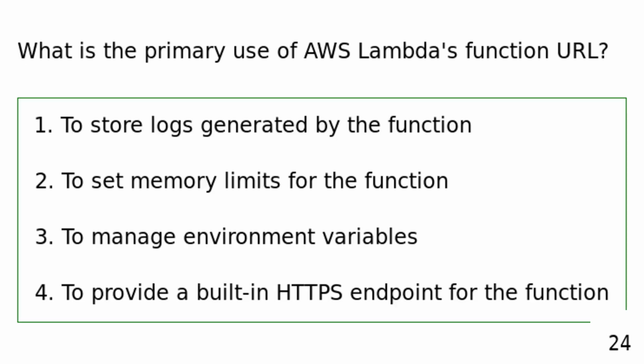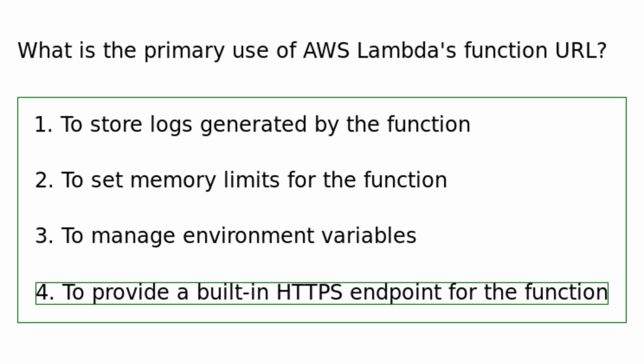What is the primary use of AWS Lambda's function URL? To store logs generated by the function. To set memory limits for the function. To manage environment variables. To provide a built-in HTTPS endpoint for the function. AWS Lambda function URLs provide built-in HTTPS endpoints to invoke your function without needing an API gateway.